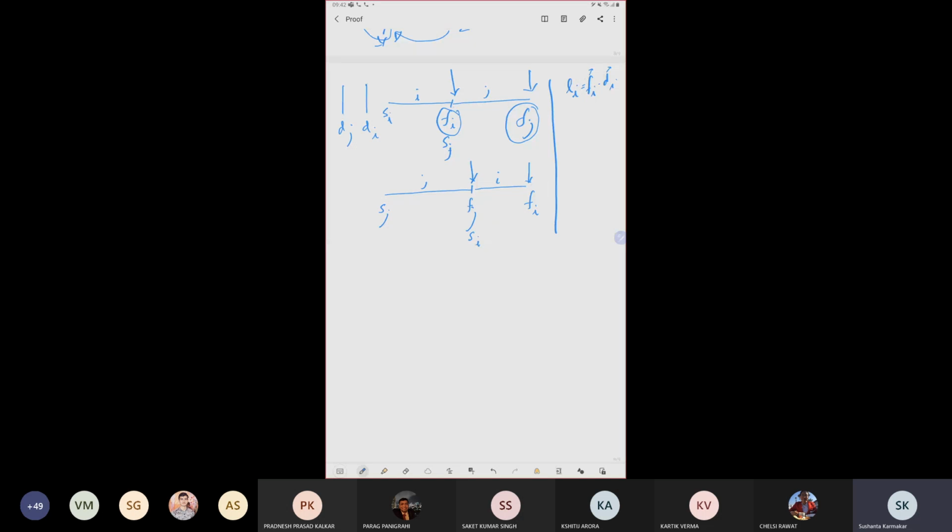On the contrary, if you think of I, then I's finish time increases from here to here. So apparently, it may appear that I's lateness increases. Yes, that is true. I's lateness is increased, J's lateness is decreased. But in this case, I's lateness does not increase too much, actually. I claim that I's lateness increases, but it remains bounded by the old lateness of J. Okay.